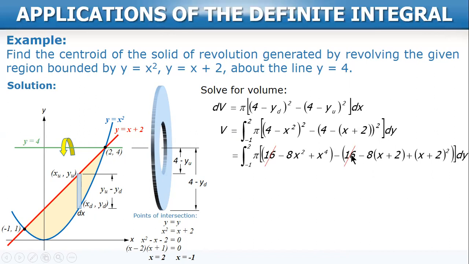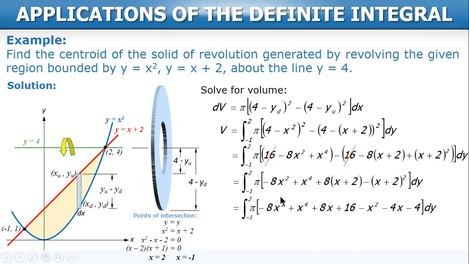And 16 will be cancelled. And simplify. Again, dx, typo error. Negative 8 x squared plus x raised to 4. Negative times negative, you have plus, and positive times negative, negative. And then simplify again, distribute 8, and then, okay.